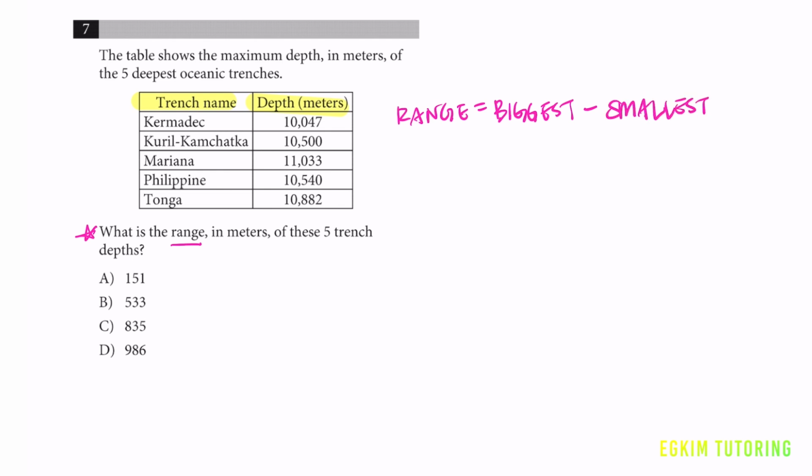If you look in the second column, the largest depth is going to be 11,033 and the smallest depth is going to be 10,047. So you just have to subtract these two. So you take 11,033 minus 10,047 and you end up getting 986, which is answer D. They definitely expect people to use the wrong numbers, either because you don't know what the definition of range is or you just misread the table. And so answers A, B, and C are not actually just random numbers. They're just different combinations of miscalculations.